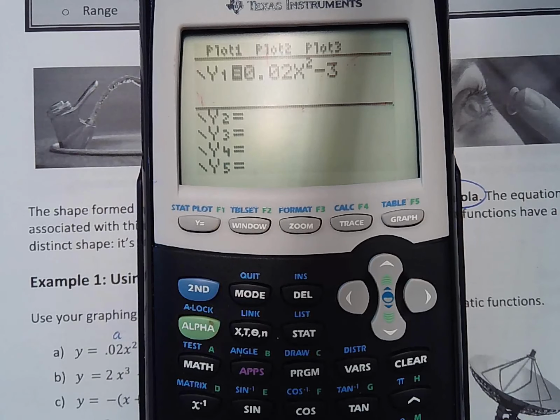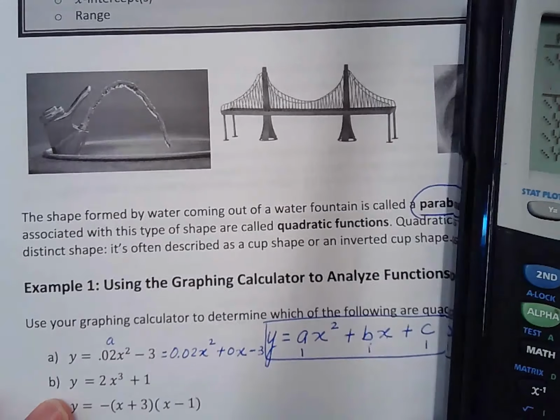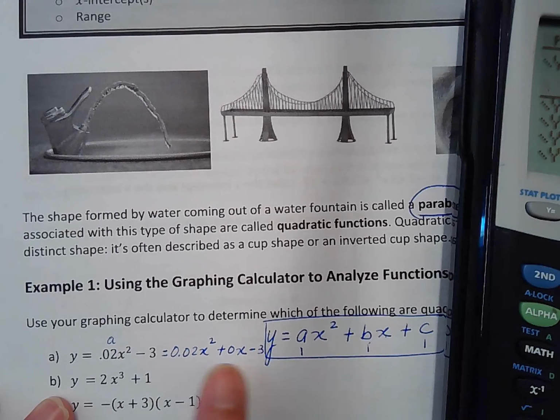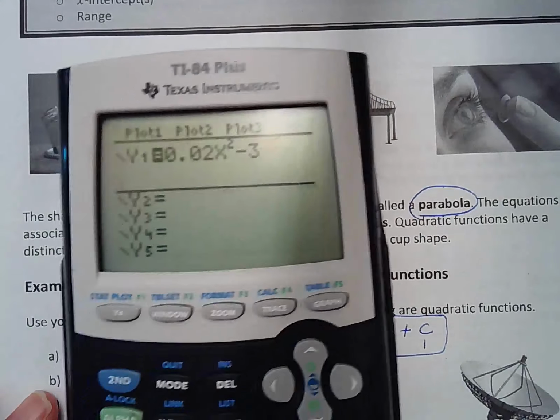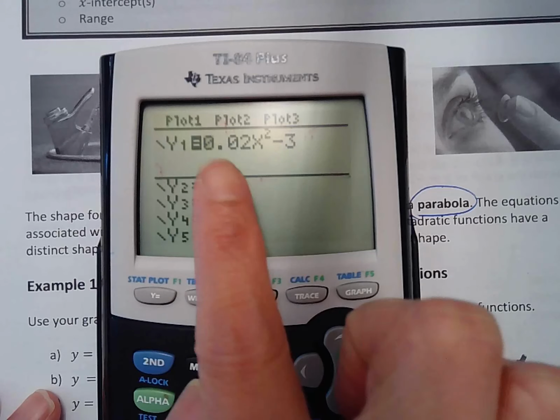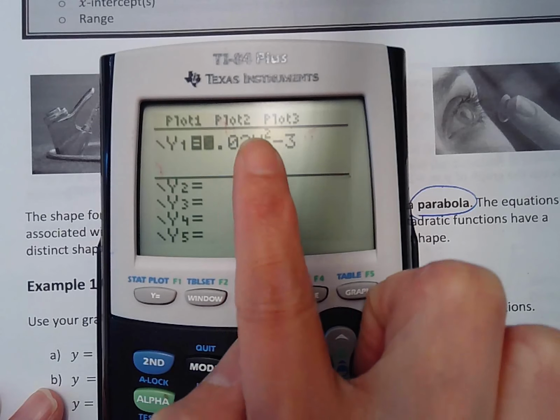That equation, there's only one variable. Doesn't there have to be two variables? You mean 3? Yeah. A, B, and C? Yeah. So I could go 0.02x squared. Yeah.